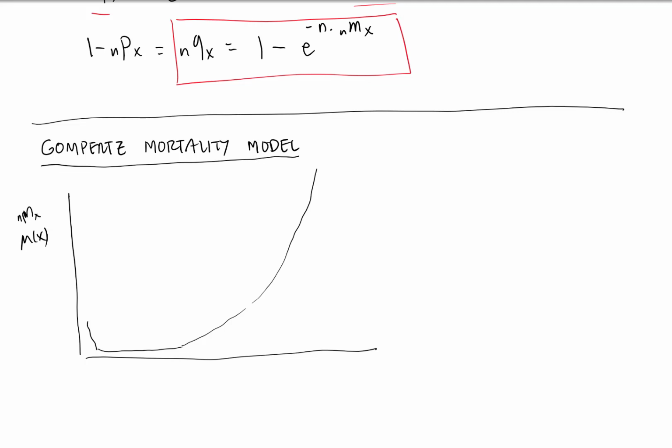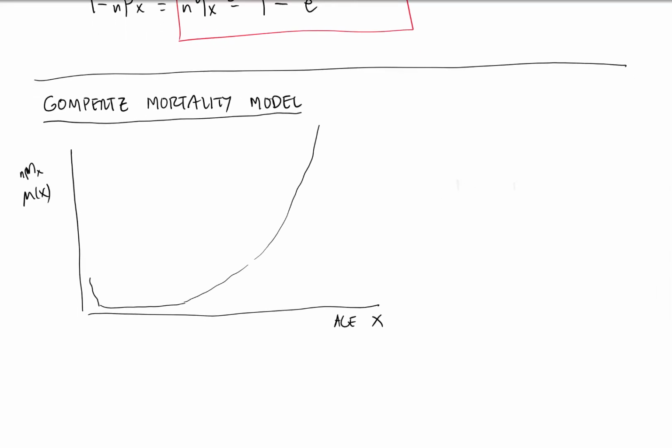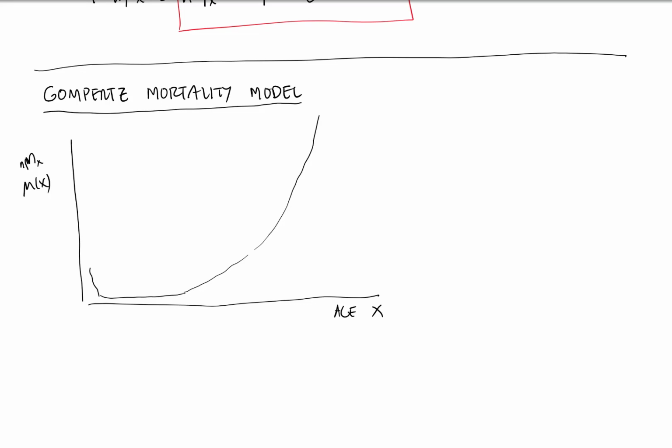So this is what mortality looks like by age. This is age over here, age x, and it looks like this. It turns out that you can split this up into basically three parts. You can look at a child mortality model. Then there's a long period of time when it looks kind of flat. And then there's an older age at which the mortality rates, or the hazard rates, increase quickly.